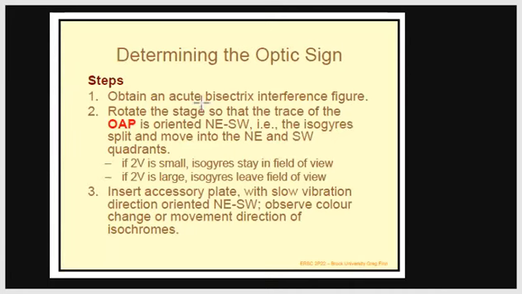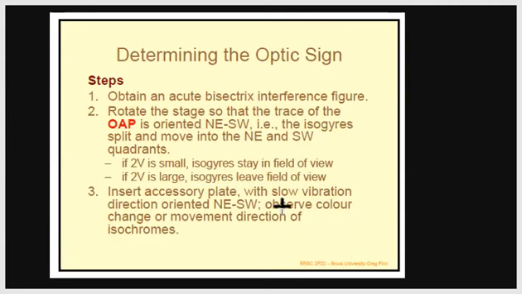The first step is to obtain the acute bisectrix interference figure. Once you have got that, rotate the stage so that the trace of the optic axial plane is oriented in the northeast and southwest. We have already seen this in the previous slides. The isogyres split and move into the northeast and southwest. If 2V is small, the isogyres stay in the field of view. If the 2V is large, they move out of the field of view.